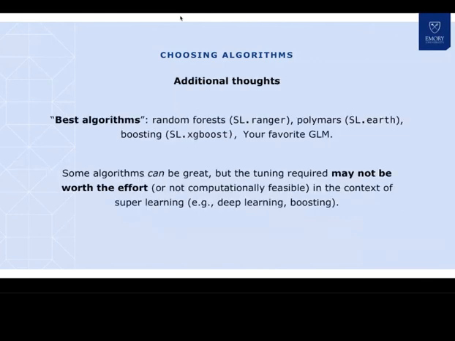All right, so here are my final additional thoughts on how to choose algorithms. Everybody asks when I give a talk like this, what are the best algorithms? Just this blanket question. And I like to remind them that, of course, there's no universal best algorithm. But the things that I like to include, that I have seen in diverse settings, still do a pretty good job. Of course, a random forest, so the ranger package provides a fast implementation of that. Now, polymars is actually a great, I think, often overlooked algorithm. So the earth package has a nice fast implementation of that. And then very often boosting does a good job. And the xgboost package is reasonably fast.